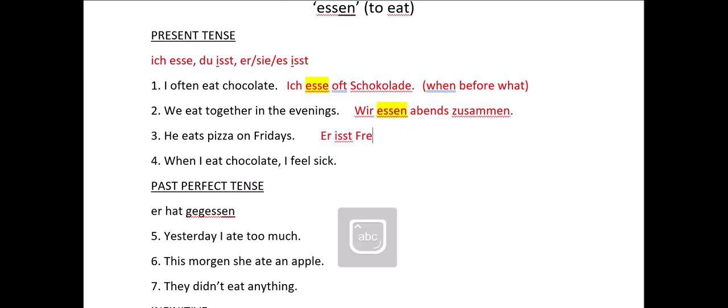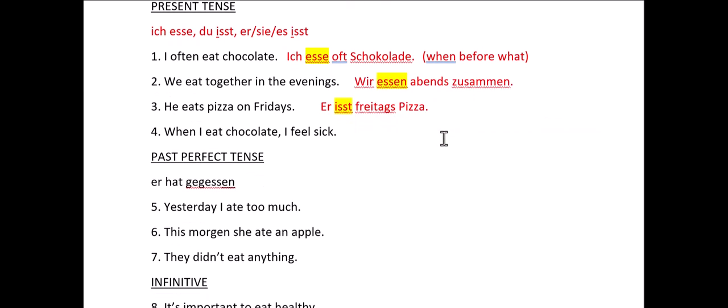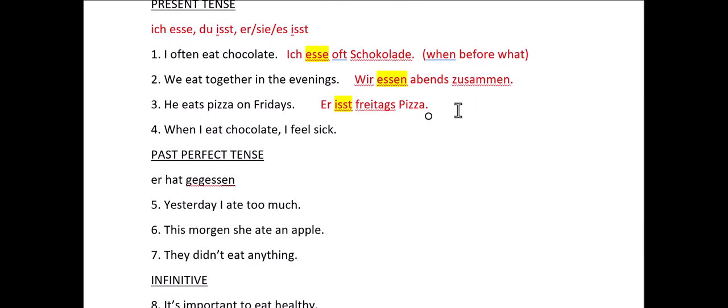Isst freitags Pizza. Again, we have our verb. I'm going to highlight the verb. The verb is in second position. We have our when adverb next, and then the what in last position. With all of these ones, we could do the word order slightly differently. So we could put the time phrase first. Freitags isst Pizza. But if we do that, then the verb still has to remain in second position.